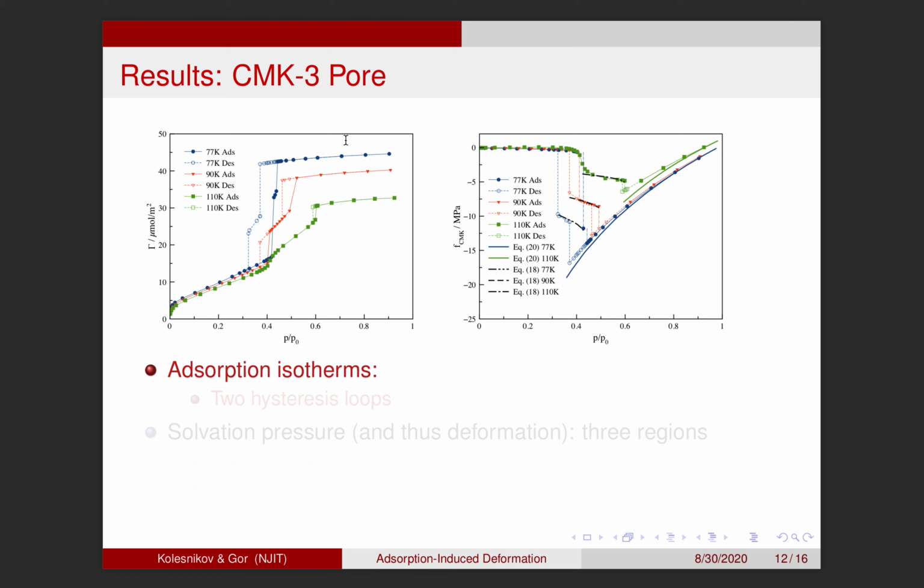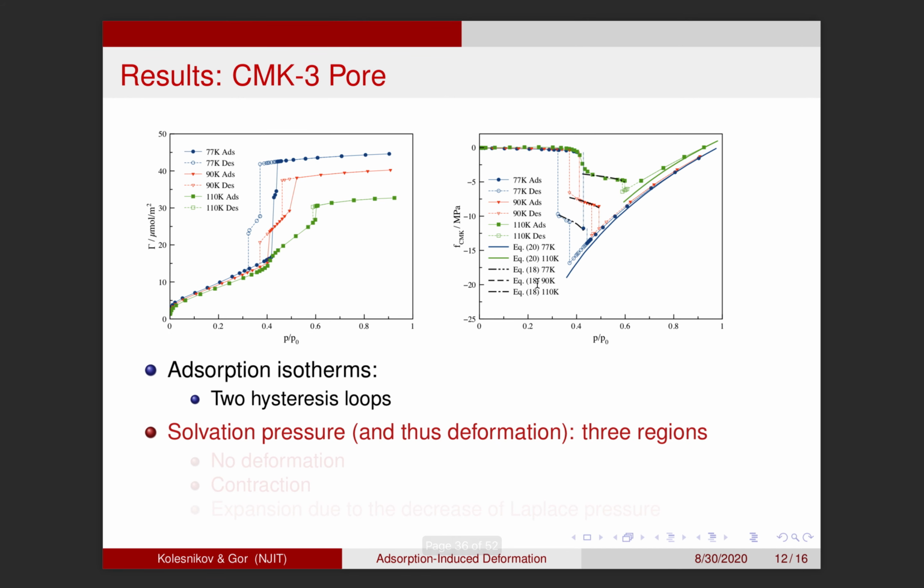So here on the left, we show the adsorption isotherms, same temperatures, 77 Kelvin, 90 Kelvin, and 110 Kelvin. And you can immediately see that unlike the previous case, we have two hysteresis loops on these isotherms, so two phase transitions. So the solvation pressure in these cases, as you can see, has three characteristic regions. So 1, 2, and 3 here.